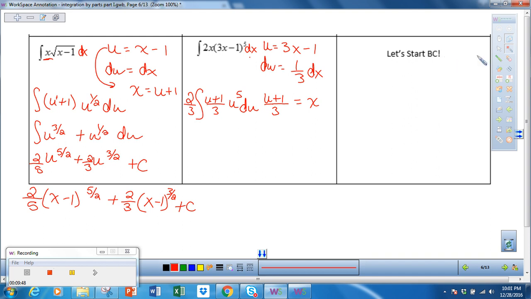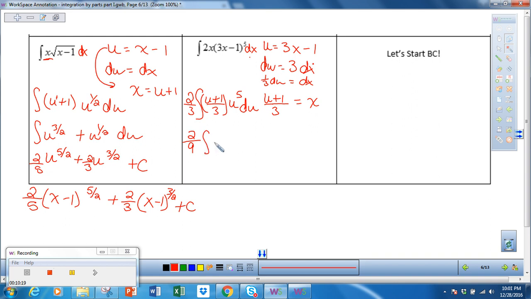I wrote that wrong, but I think you know what I meant. This should be du is equal to 3 dx. And then 1/3 du is equal to dx. I was writing too fast. Okay. Now, I can also bring out this third here, just to make my life easier since I'm multiplying it by everything. I'm just going to pull out this third, and that's going to give me 2/9.